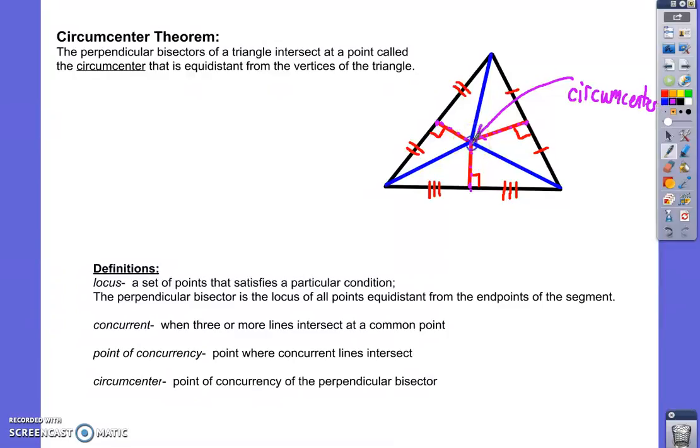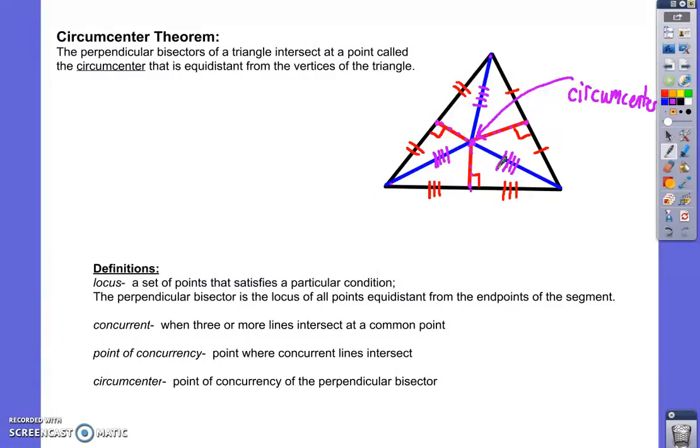So that says that the distance from the circumcenter to each vertex, this distance right here, has to be the same as this distance, has to be the same as this distance. Well, I guess I've already got single congruent marks. These are going to be 4. Okay, so each of those are equidistant from the vertices, so that's a circumcenter. Now, a couple of definitions we need to know. Add these in. These will be important as we're going along.